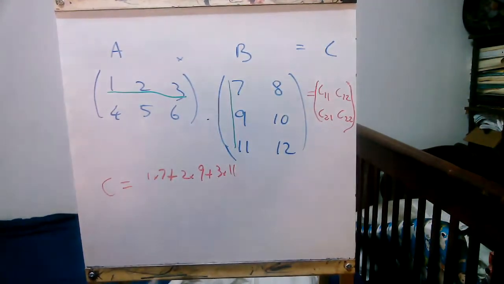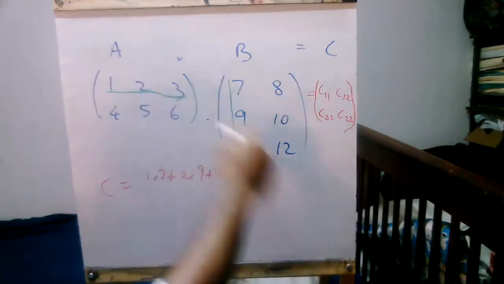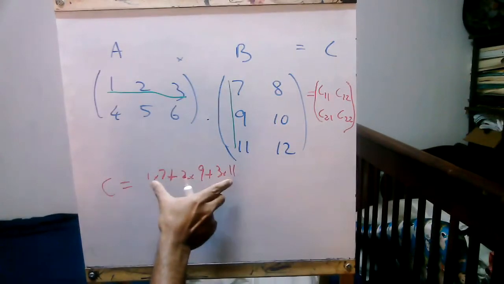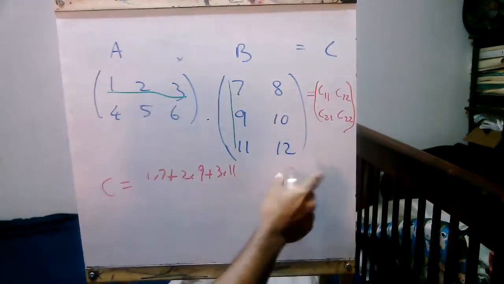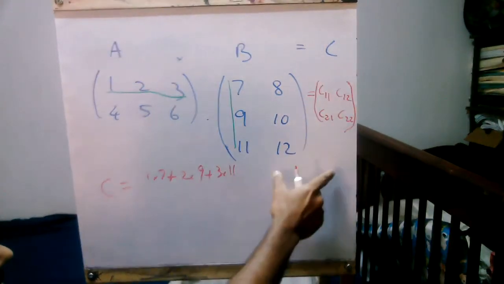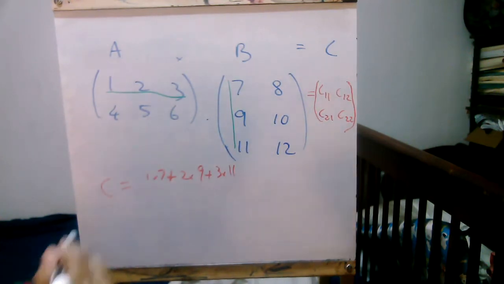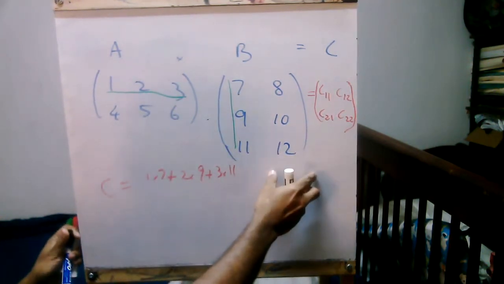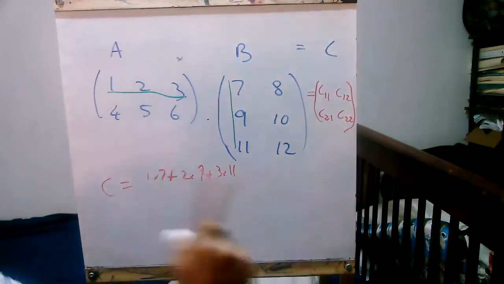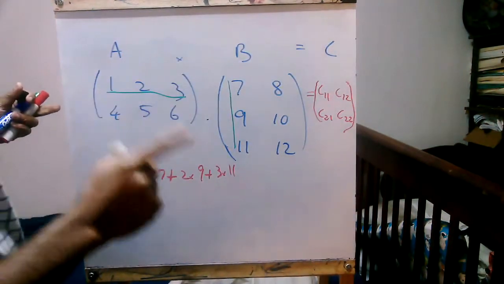Then the second element, this is our C11, right? Then the second element C12 should come here. Let me use a different color. How do we get this one? This is C12. Okay. Another clue.